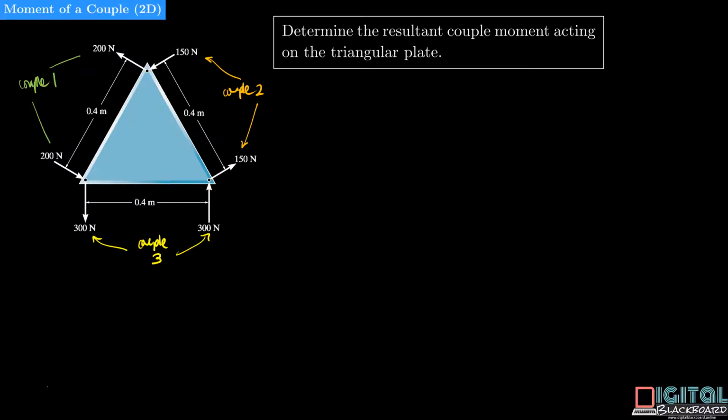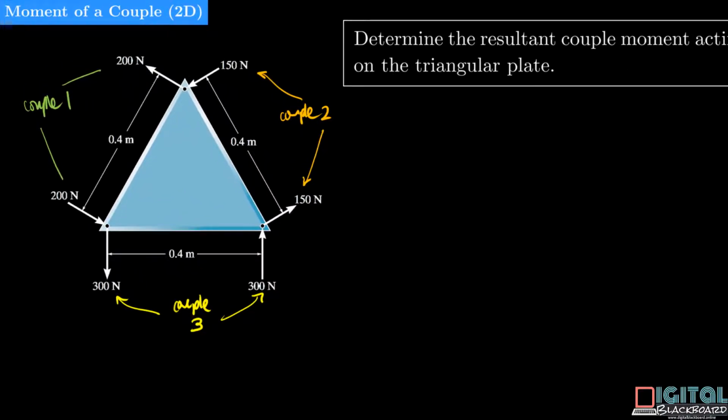In this lesson, we are going to talk about the movement of a couple in two dimensions. When we have two equal and opposite forces separated by a certain perpendicular distance, like the pair of 200 Newton forces that you see here, separated by a distance of 0.4 meters, then these two forces are said to form a couple, and the moment generated by such a couple is called a couple moment.